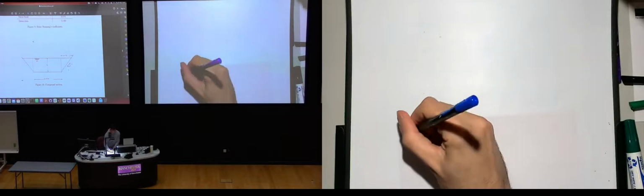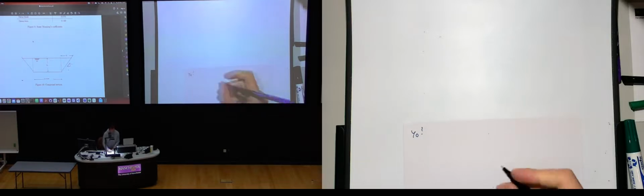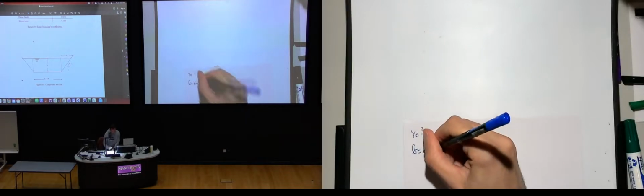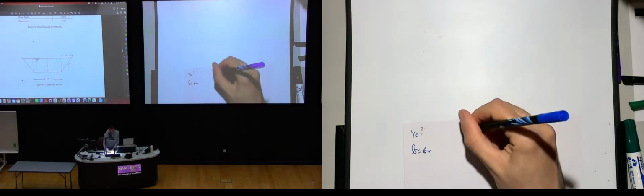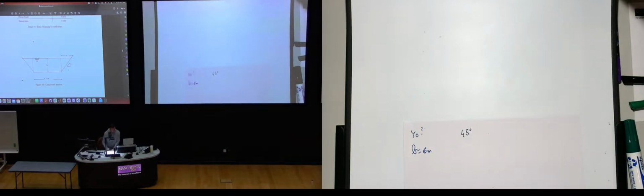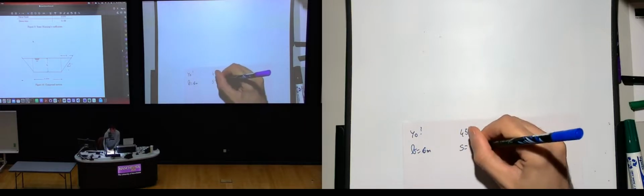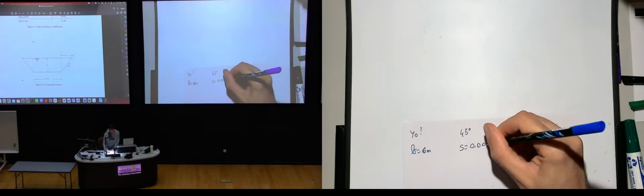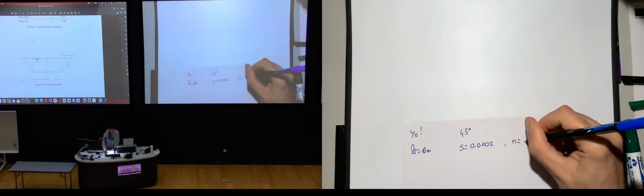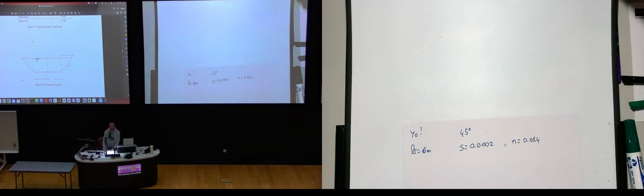So, we want to compute the height of uniform flow. Let me call it Y0. The base of the channel is 6 meters. The edges are inclined by 45 degrees. The bottom of the channel has slope equal to 0.0002. Manning coefficient 0.014.